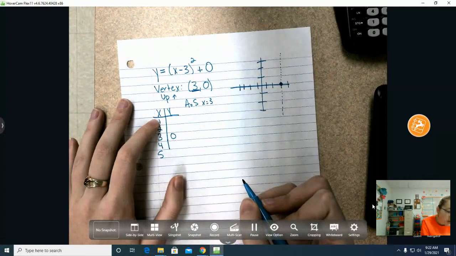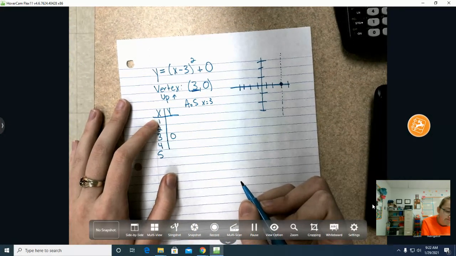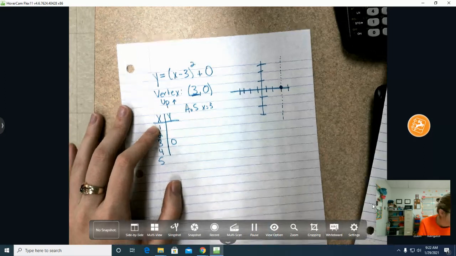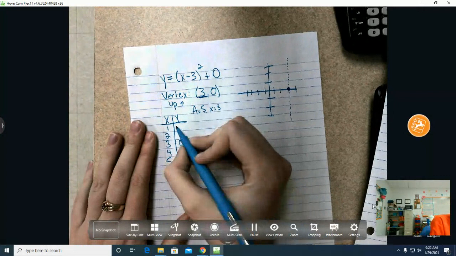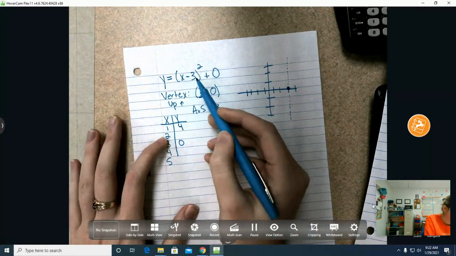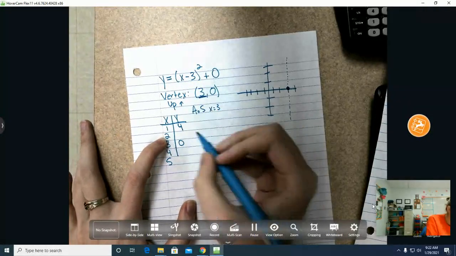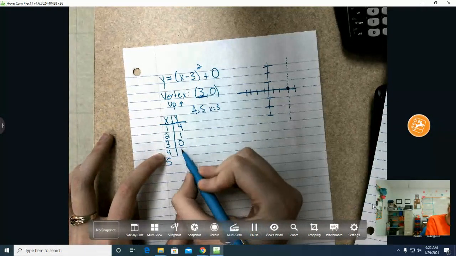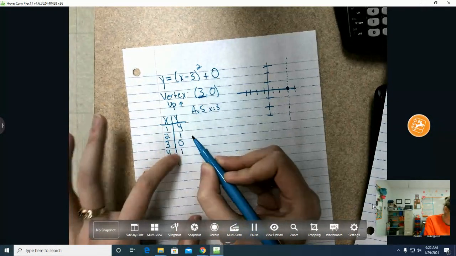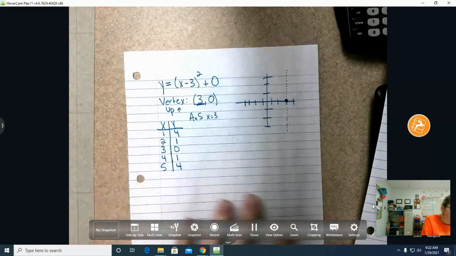So if I plug in 1, did I do 1? Oh yeah. So if I plug in 1, 1 minus 3 is -2. -2 squared is 4. 2 minus 3 is -1. -1 squared is 1. 4 minus 3 is 1 squared, which is going to be 1. So remember our pattern. I have 0, 1, 1. So this one is going to be 4 as well.